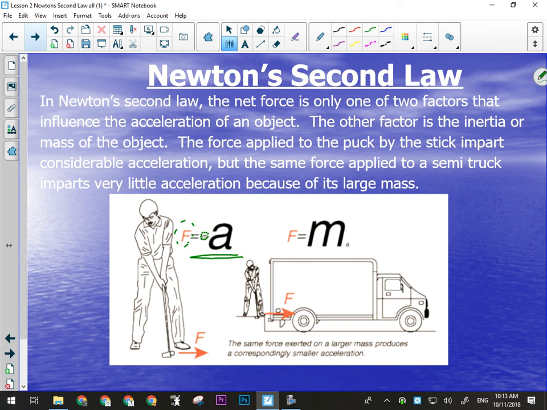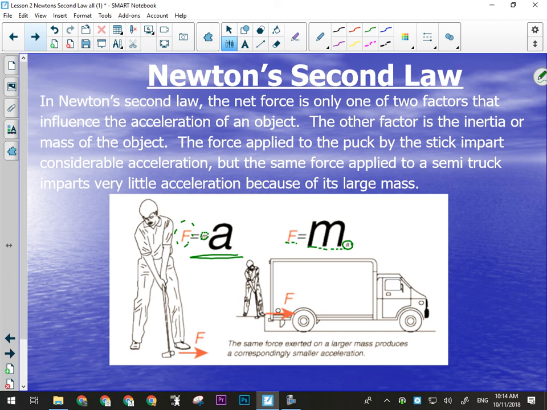Now, if for some reason he decides he's going to wind up and smoke this truck with his club, he had better be willing to part with the club because it's certainly going to be destroyed. Same force, he's going to swing as hard as he can, but he's now hitting an incredibly large mass, which will produce a correspondingly tiny acceleration. Now you're probably all looking at that diagram and going, that truck is not going to move. Yeah, you're probably right. The truck in the real world isn't going anywhere.